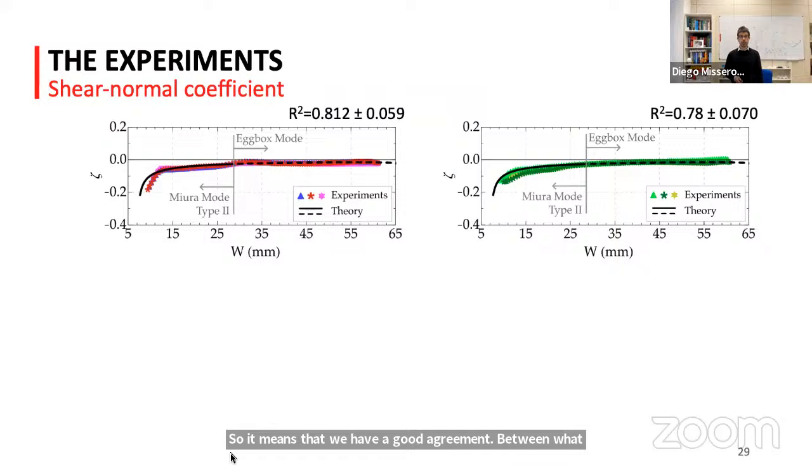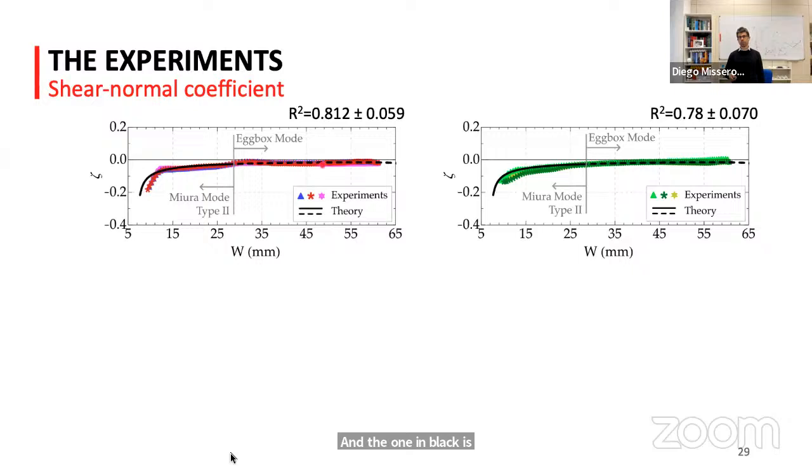Moreover, as I mentioned before, this triamorph cell has a triclinic symmetry. So it means that we have the emergence of a shear normal effect that is quantified through this shear normal coupling coefficient reported here. The one in black is the theory and the colored markers represent the experiments.